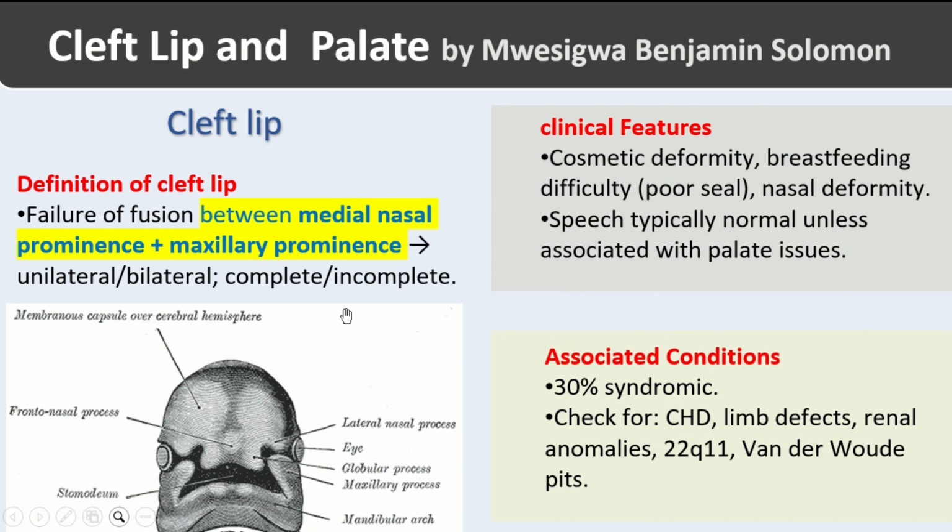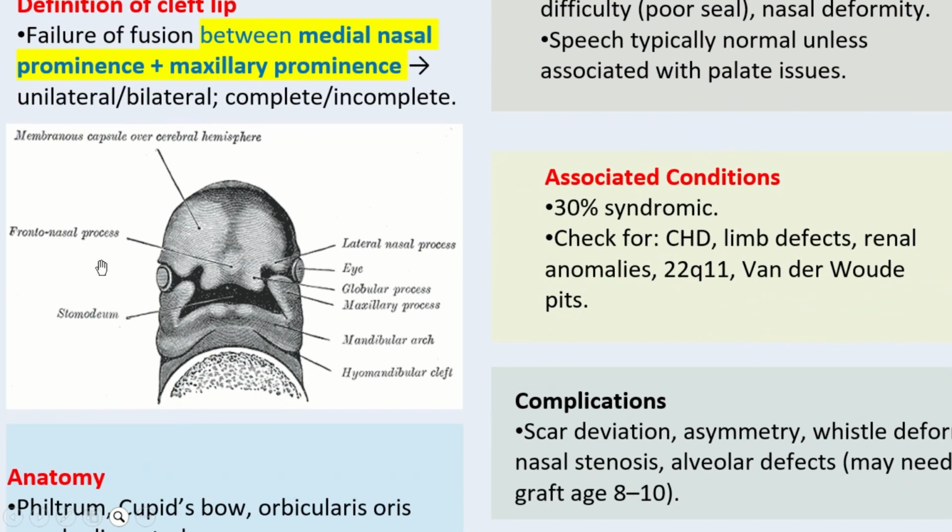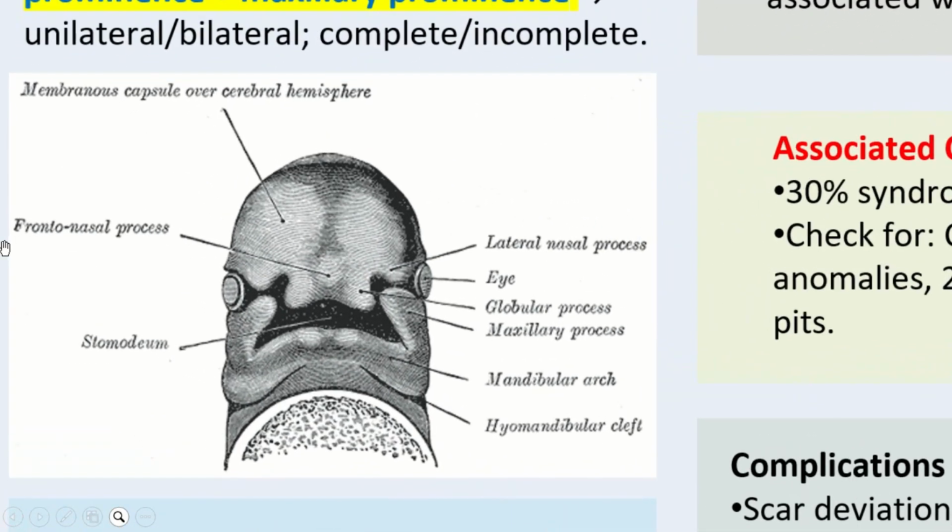So when you look at this image, we have different parts that make up the face during the development of the embryo. We have the lateral nasal process, we have the frontal nasal process in between here. Then we have the stomodeum, which develops into the mouth, the eye, we have the Graber's process. Then we have these maxillary processes, and then we have the mandibular arch. Of course, the mandibular arch is going to give you the mandible. The maxillary process is going to form the maxilla as well as the upper lip.